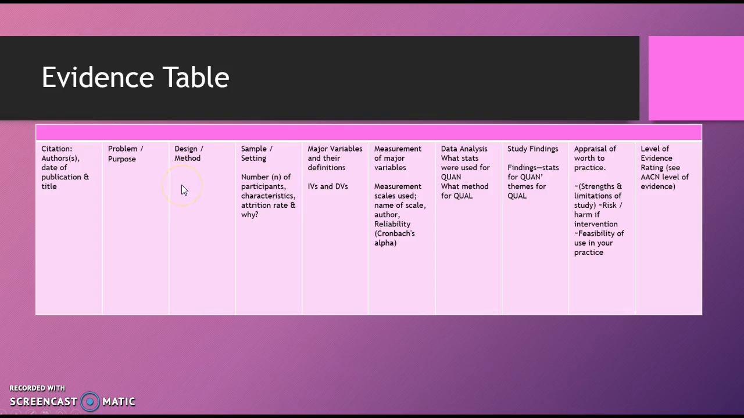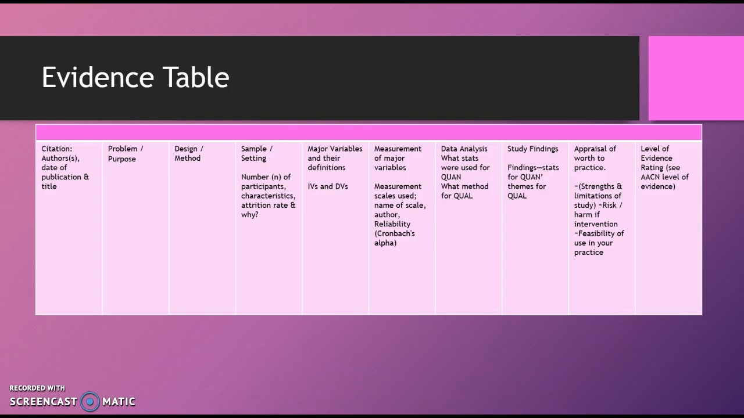If it's a qualitative phenomenological study, that's where you're going to write it. If it's a QI project, write that. Or it might be something else that we've talked about in your readings, other non-research evidence as well. In the sample or the setting, actually you need to address both of these. What was the number of participants, like N equals 118?